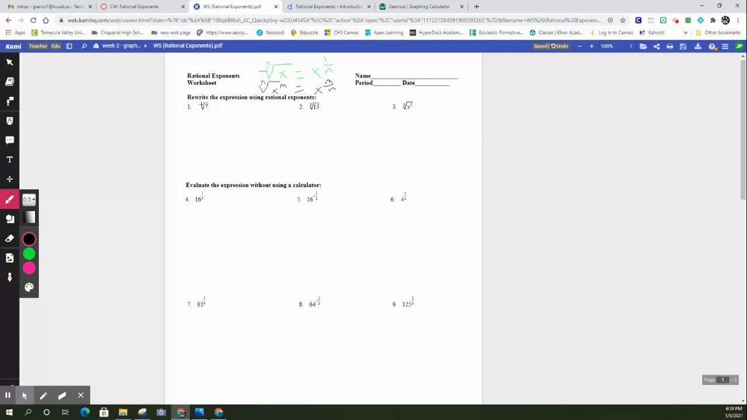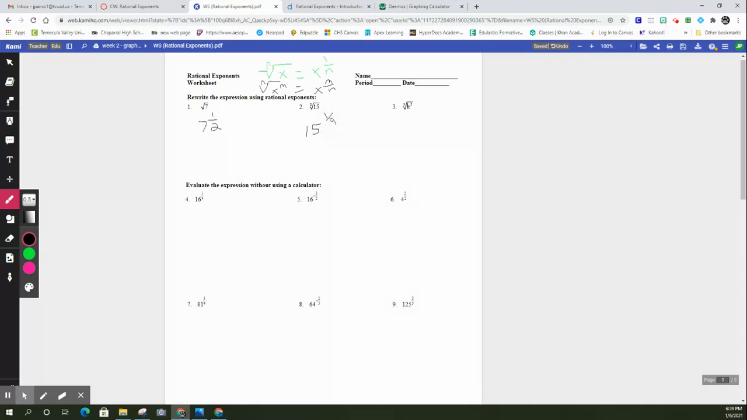So the square root of 7, the index number is 2. Remember, when there's no number there, the index is 2. The power on the 7 is a 1, so it's just 7 to the 1/2 power. And then over here, the 9th root of 15. So 15 is the base, and it's to the 1/9 power.